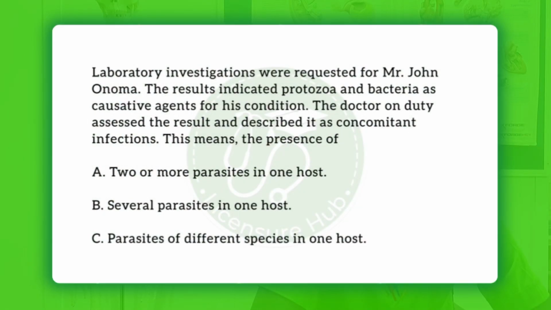Our first question for today reads: laboratory investigations were requested for Mr. John. The results indicated protozoa and bacteria as causative agents for his condition. The doctor on duty assessed the result and described it as concomitant infections. This means the presence of A, two or more parasites in one host, B, several parasites in one host, and C, parasites of different species in one host.